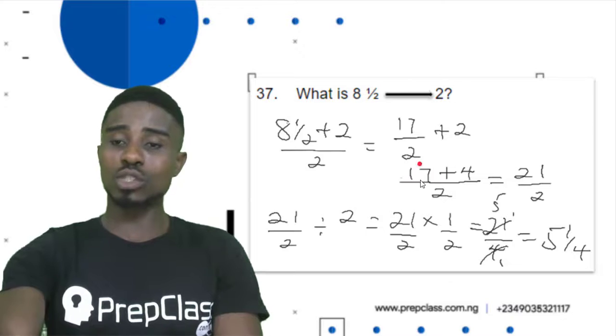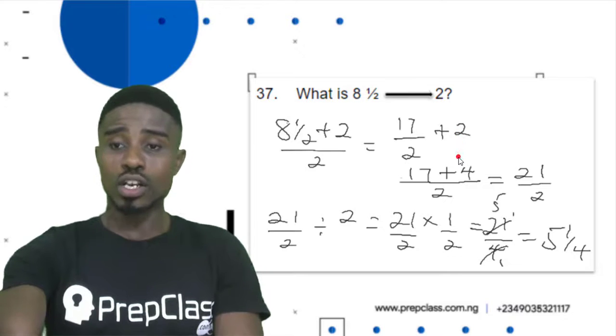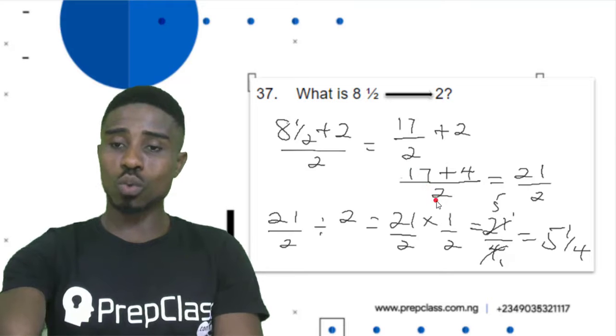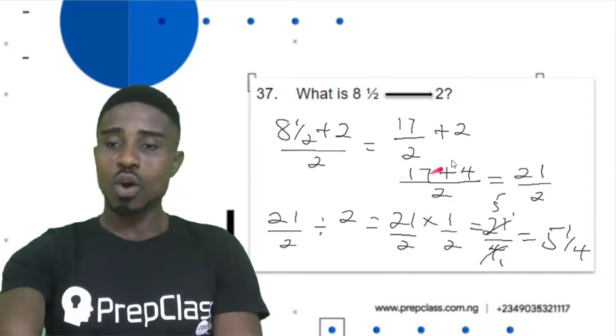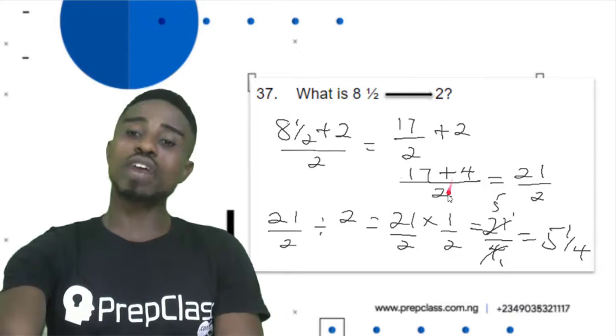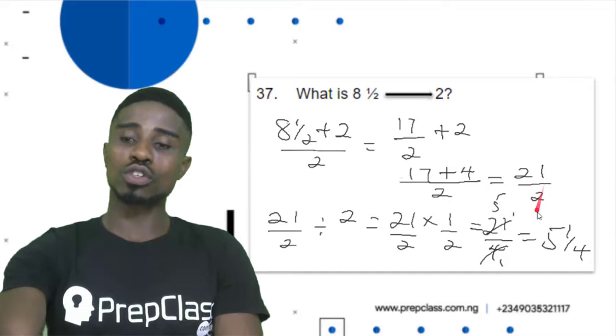We'll find the LCM, which is 2, because this is a whole number and it ought to be written as a fraction, which is 2 over 1. So the LCM of 2 and 1 is 2. So 2 in 2 gives us 1. 1 times 17 will give us 17. There ought to be a 1 here, so take note of that. Then 2 divided by 1 is 2, 2 times 2 will give us 4. So 17 plus 4 is 21. That will be 21 over 2. So the numerator of this is 21 over 2.